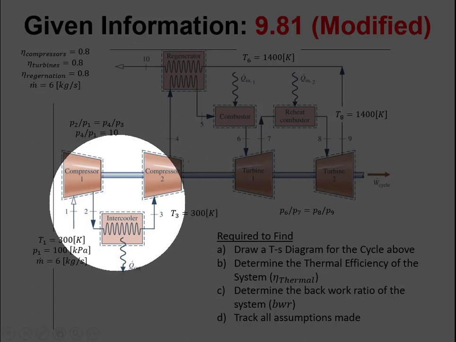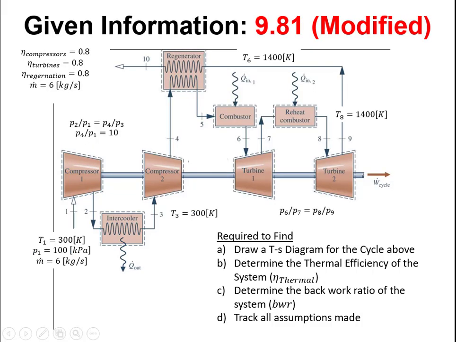Remember, when gases are heated, the gas molecules vibrate more, right? So there's more Brownian motion, and when we cool them down, that slows down. So it's a little bit easier to compress those air molecules. So we use all of these strategies in a Brayton cycle to try to improve the thermal efficiency.